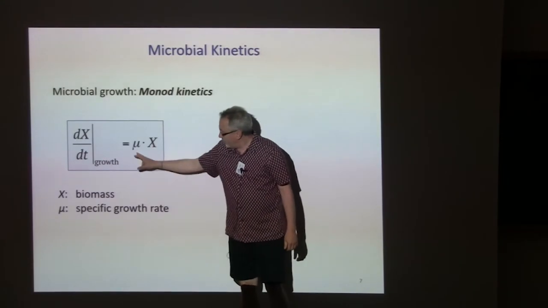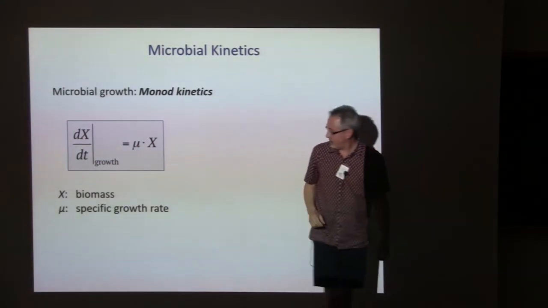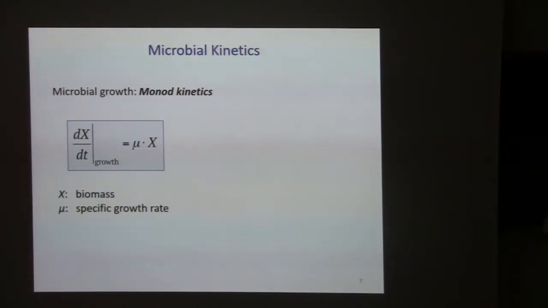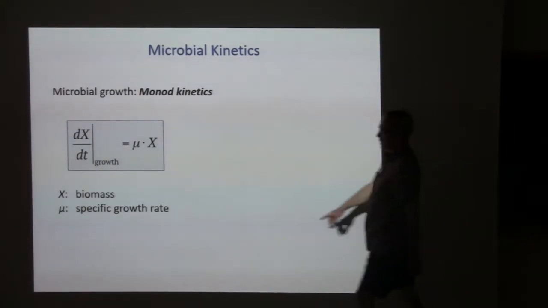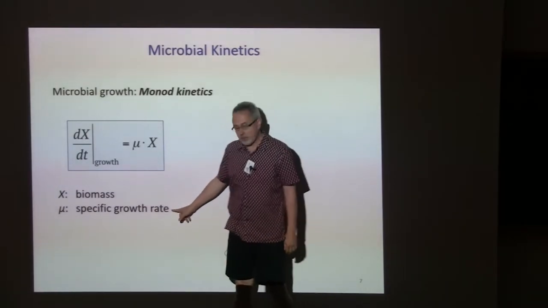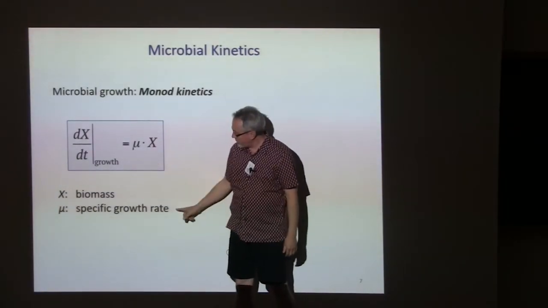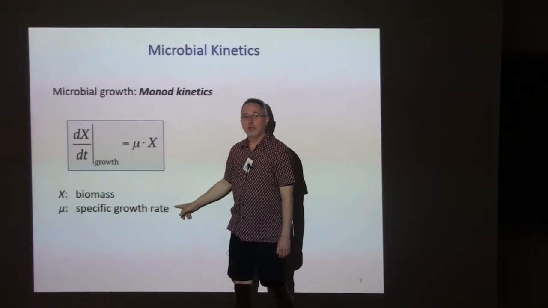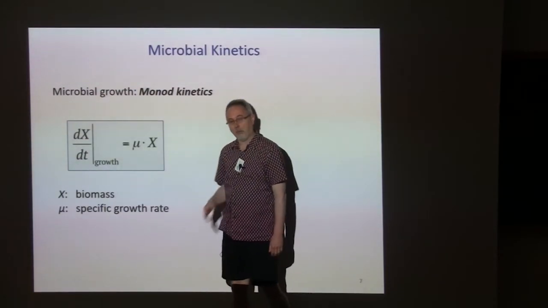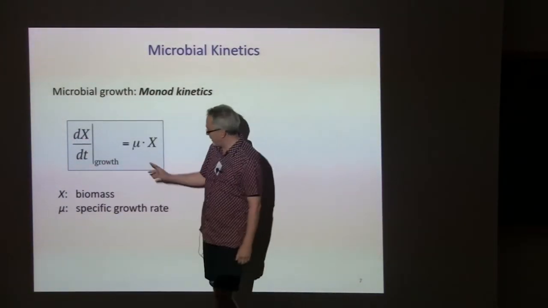And the mu here is known as the specific growth rate. Again, I can say something nasty about microbiologists, because microbiologists call this a specific growth rate. As a chemist or a geochemist, you say, no, that's not a growth rate, that's a growth rate constant. Semantics, but it plays a role.